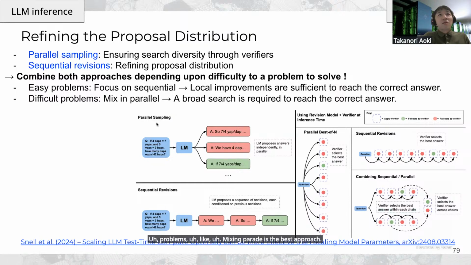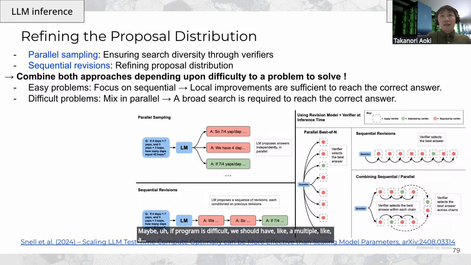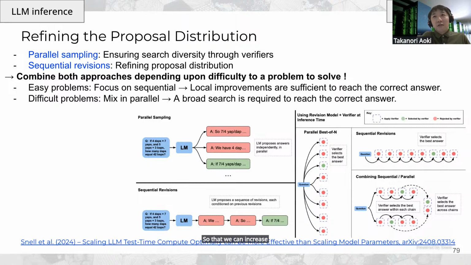And I think it's because parallel sampling provides more diverse candidates to address the problem and find the answer. And maybe if the problem is difficult, we should have multiple separate answer candidates so that we can increase the probability of having a right answer out of the generated candidates.